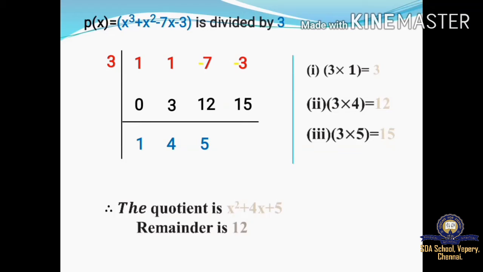Now again you have to add. Basically we are subtracting. Why? Because there is minus over here. Okay, but generally you have to add only. 15 minus 3 will give you 12. Now this 12 is the remainder. Okay, just write it down.